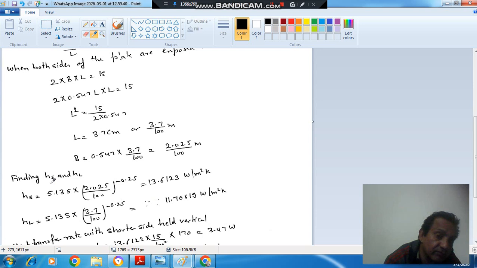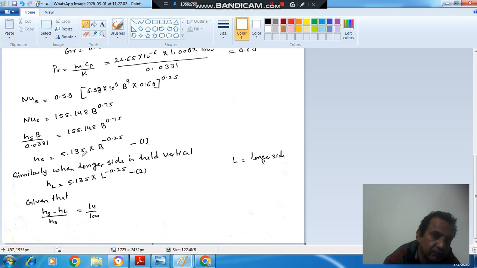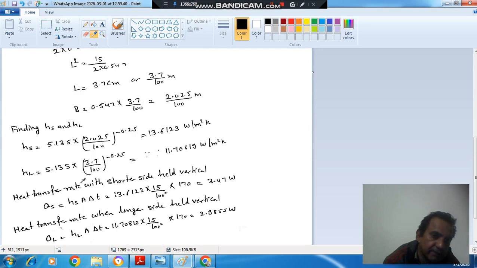After finding B and L, we can find the convective heat transfer coefficient when the shorter side is held vertical and when the longer side is held vertical, because we have Hs equal to 5.135 into B raised to the power minus 0.25 and HL equal to 5.135 into L raised to the power minus 0.25. So from this, Hs is 13.6123 and HL is 11.7081.